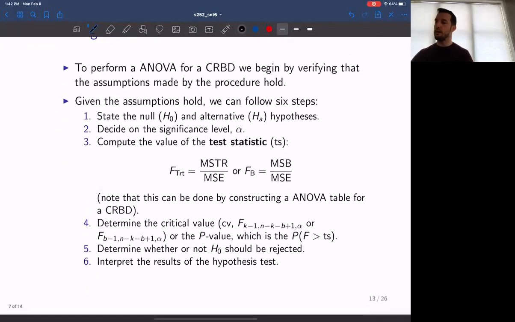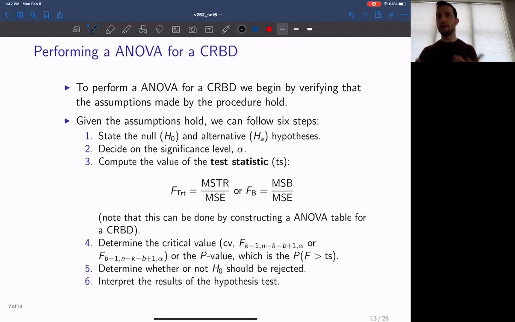Okay, so performing an ANOVA in a completely randomized block design is exactly the same as it was in the one-way case. 6 steps. We state the null and the alternative. We give our significance level, compute the value of the test statistic, and then we use the p-value or critical value approach to make a decision.